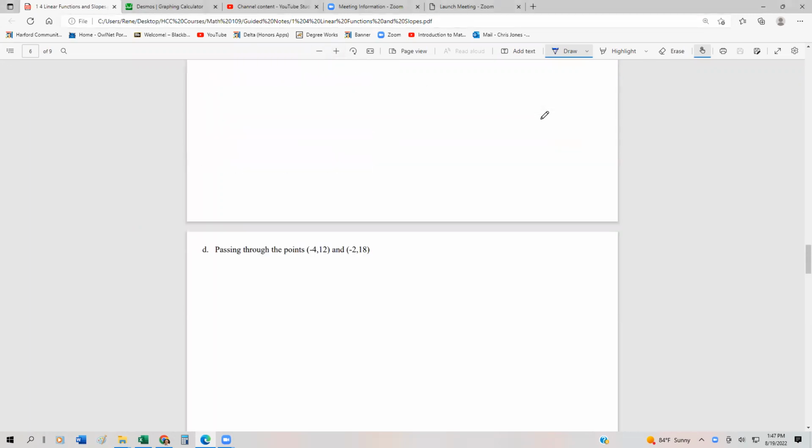And remembering that we have our formulas, our point-slope form, excuse me: y minus y1 equals m times (x minus x1). And then the other one we have is the slope-intercept form, y equals mx plus b.